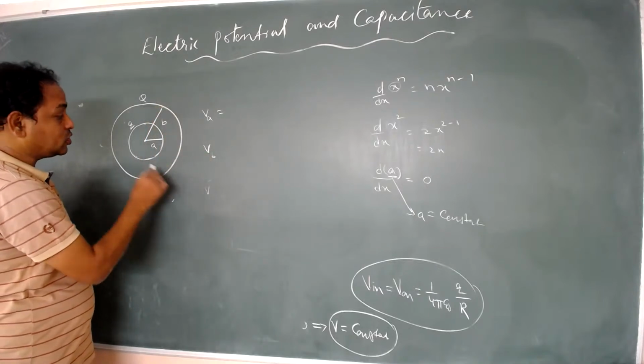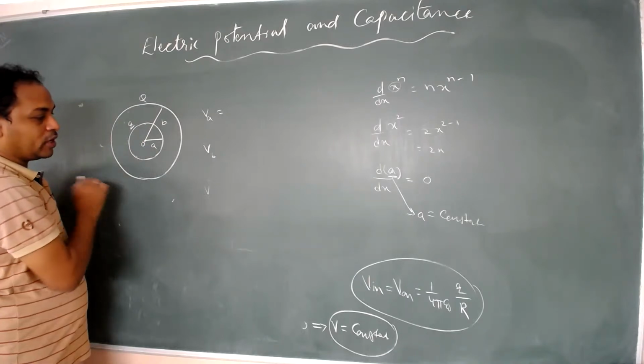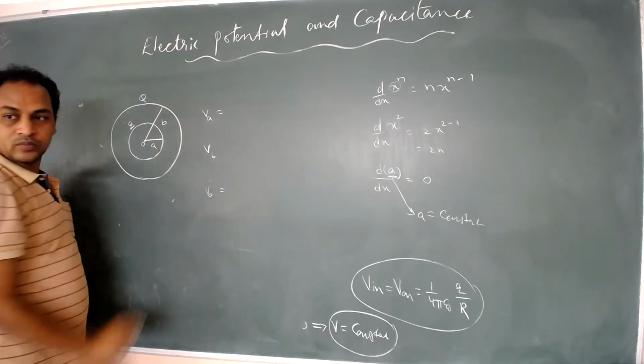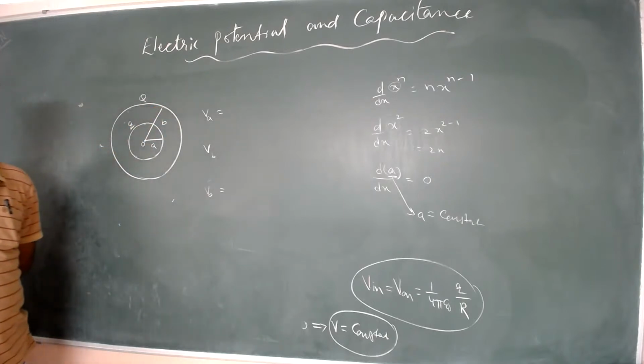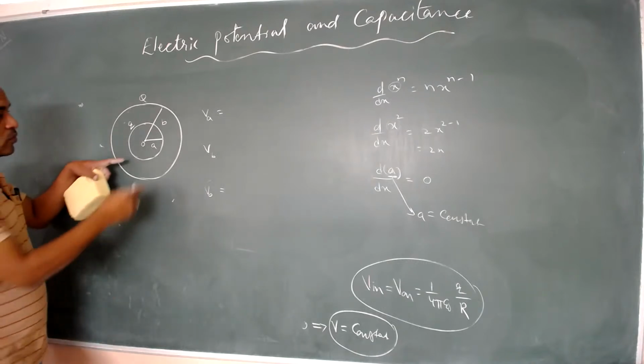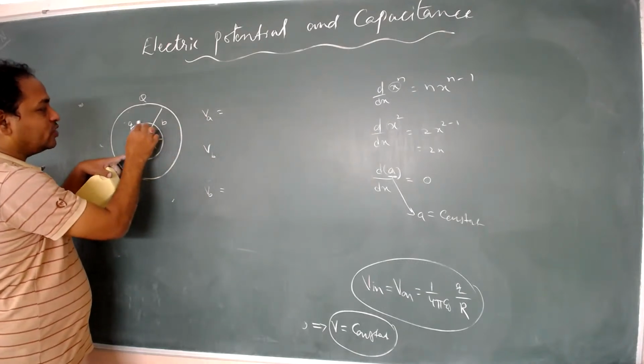And what is the potential at the center? Suppose this is O. What is the potential at O? If they ask this, how to solve it? So first I am taking the electric potential on this surface.